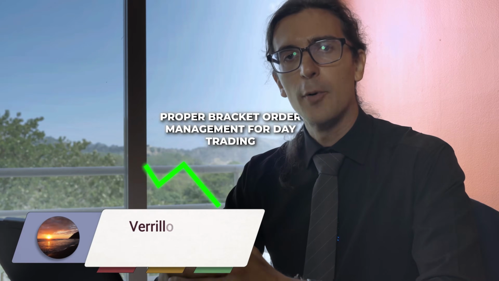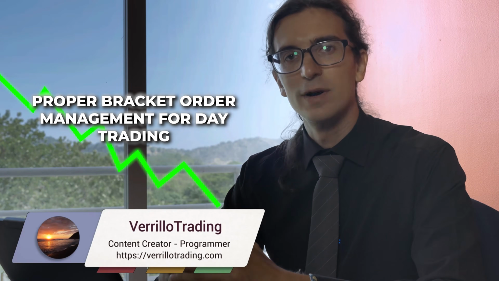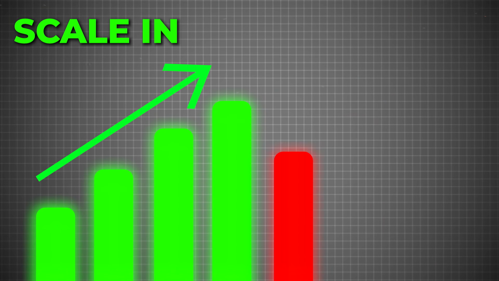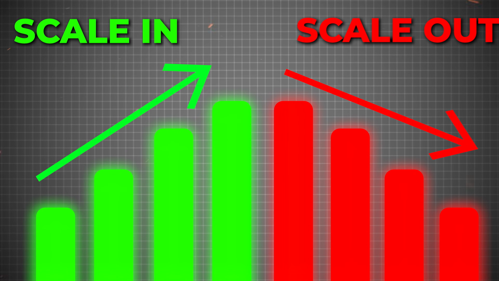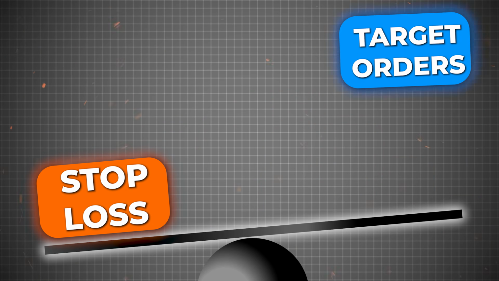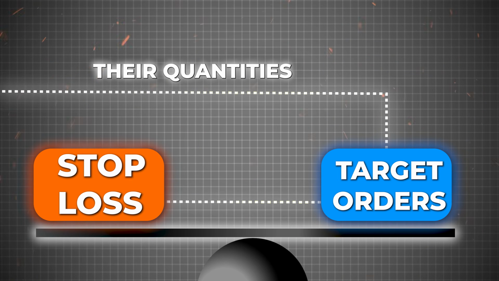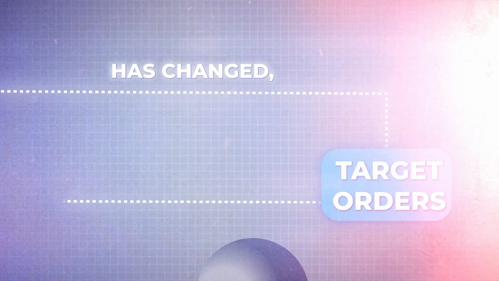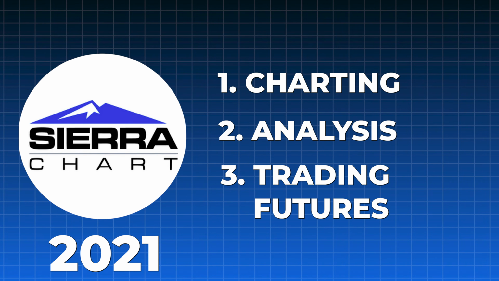What's going on, traders? In today's video, I'm going to show you how to do proper bracket order management for day trading, which means properly scaling in and out of your trades and having your stop loss and target orders automatically adjust their quantities when your position size is changed, as well as how to add back brackets to your trade. And I'm going to be doing this all today inside a software named Sierra Chart, which is a software that I've been using since 2021 for charting and analysis and for trading futures.